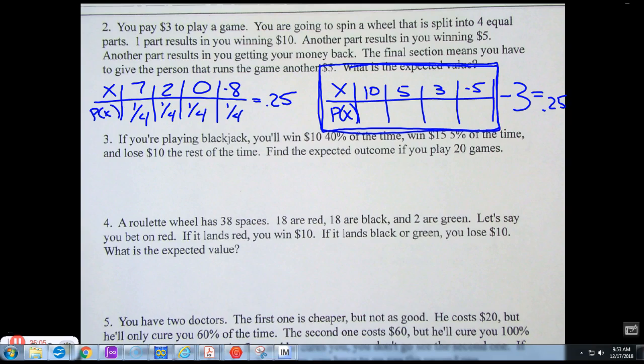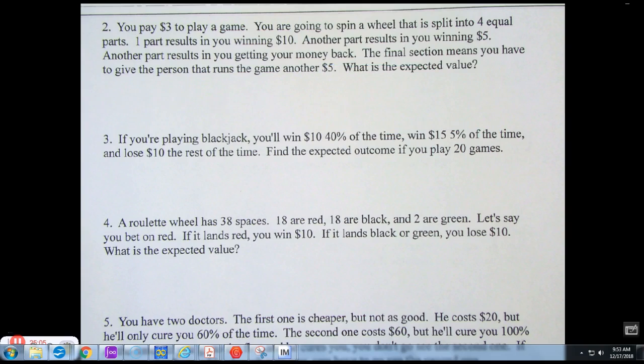Oh yeah, the $3 is weird. Anyway, do you understand what I'm doing to get the answer? Okay. Try number 3. 0.25 is right.